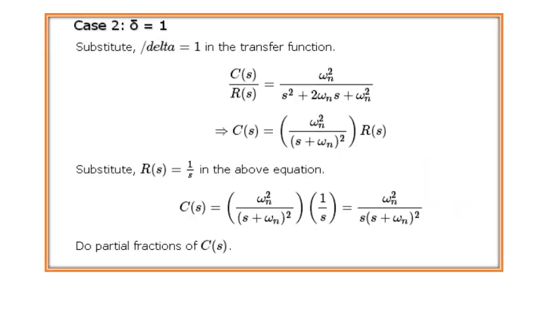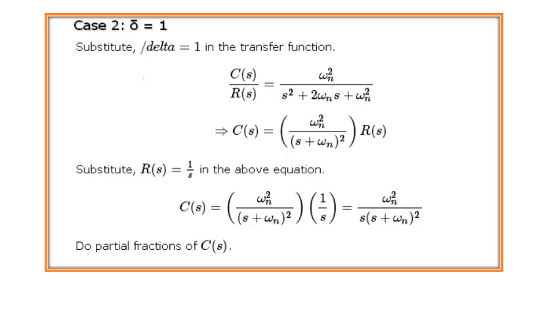Okay. Next one is I take zeta equal to 1. The same procedure I have to follow. My ultimate aim is to find out C of t, so I'm going to adopt the same procedure. I substitute zeta equal to 1 in the transfer function.